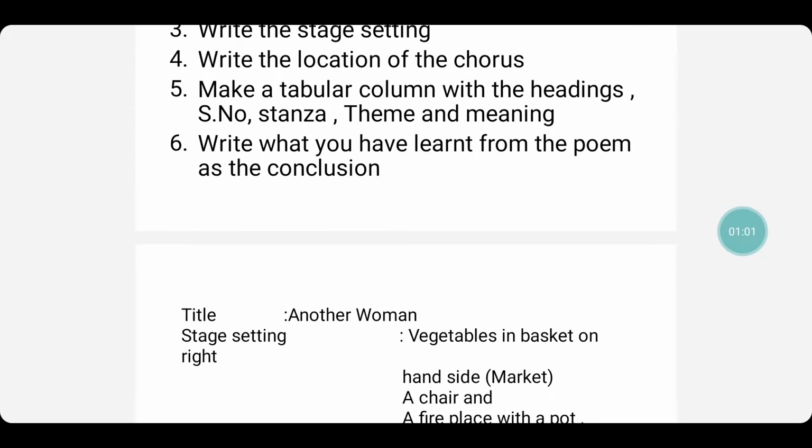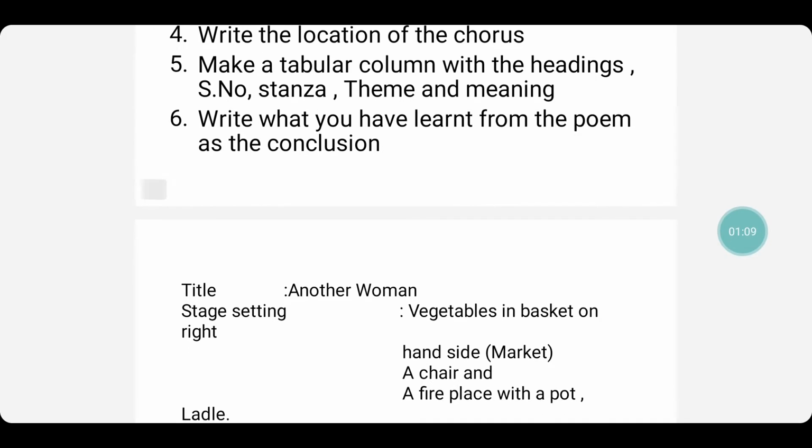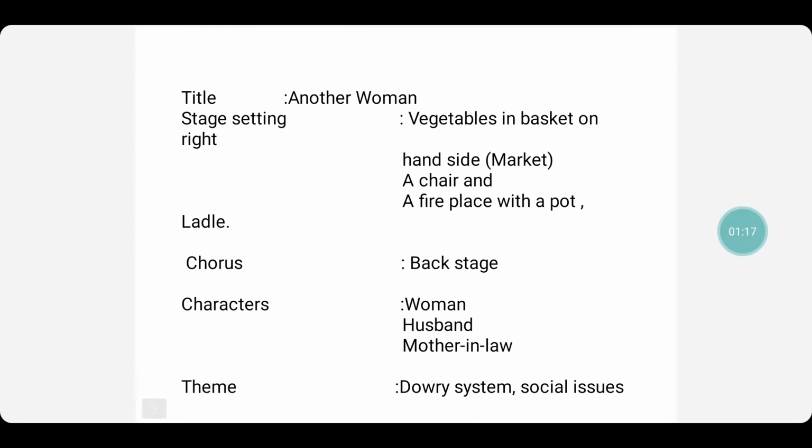Then make a tabular column with the headings serial number, stanza, theme and meaning. Then finally, after finishing with the tabular column, write a conclusion wherein you write what you have learnt from the poem which you are going to use in your day-to-day life.